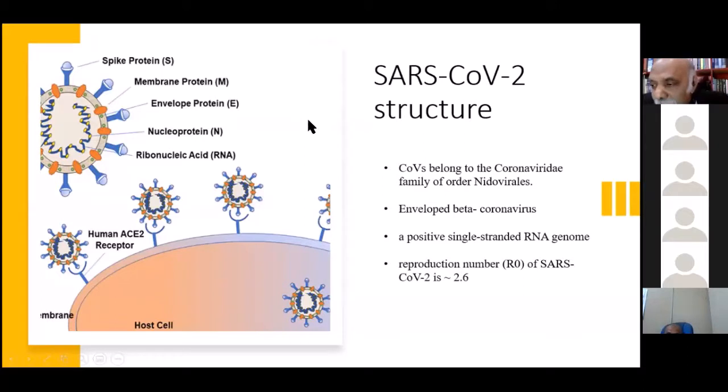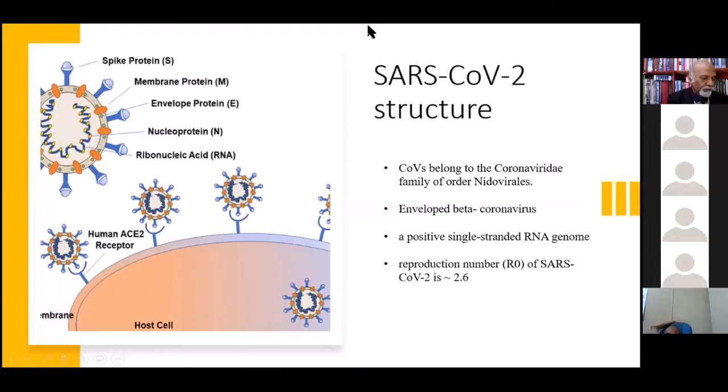SARS-CoV-2 structure. So coronaviruses belong to the Coronaviridae family of the order of Nidovirales. And they are actually a group of enveloped viruses having a positive single-stranded RNA genome, and they are mostly pathogenic. The COVID-19, so we know that it's caused by the SARS-CoV-2, and it is a more pathogenic form in comparison to the previously identified SARS-CoV, which had a massive outbreak in Hong Kong, and then the Middle East Respiratory Syndrome coronavirus, or MERS-CoV.